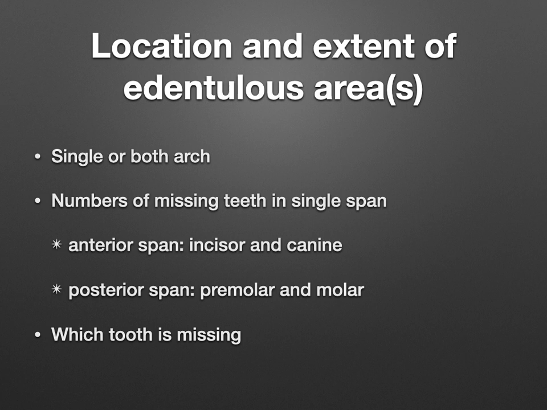Here I introduce a new term, the span. When we talk about the span in these classifications, we talk about the anterior span and the posterior span. Anterior span includes the incisors and the canines. The posterior span includes the premolars and molars. So it includes not just the position or the number of missing teeth, but also which teeth are missing.